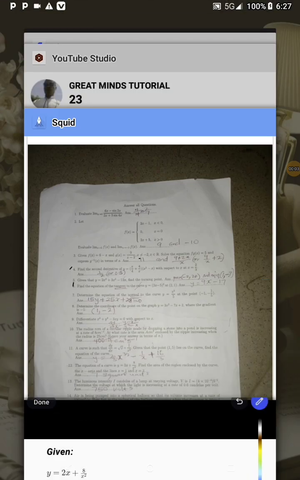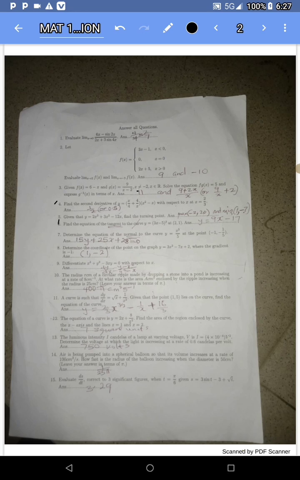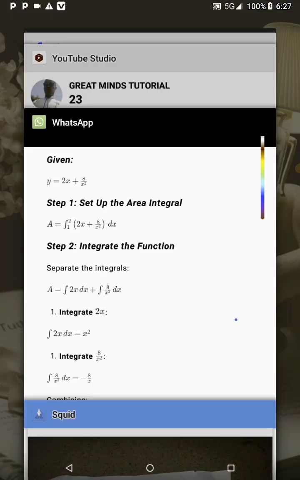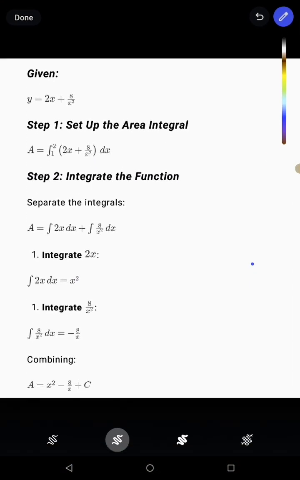Question 12. Don't forget, in question 12 we were told to find the equation of the curve y equals x plus 8 over x squared. Find the area of the region enclosed by the curve, the x-axis, and the lines x equals 1 and 2. When you have this kind of question, where they ask you to find the area enclosed by the curve, the x-axis, and 2 points in x, just put those 2 points as the limits. The least point as the lower limit, the higher point as the upper limit, like I did here.